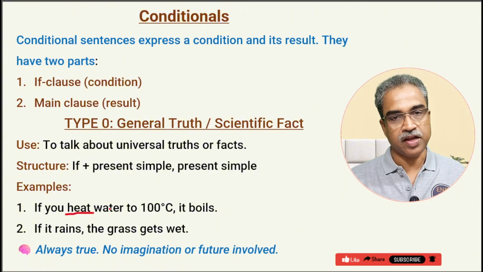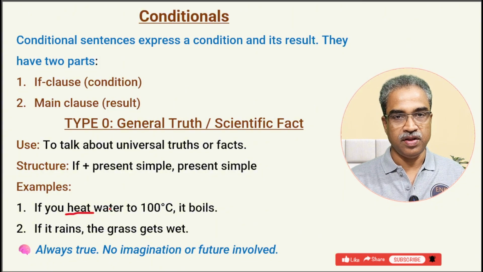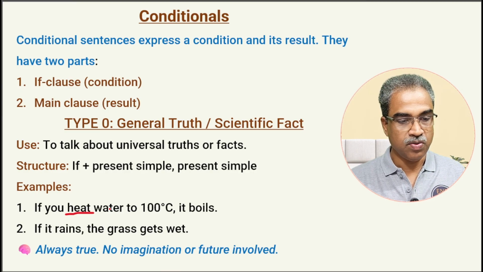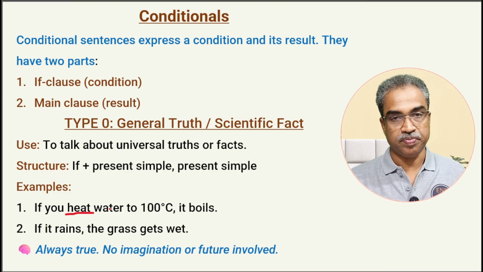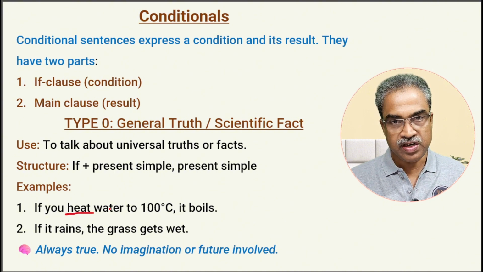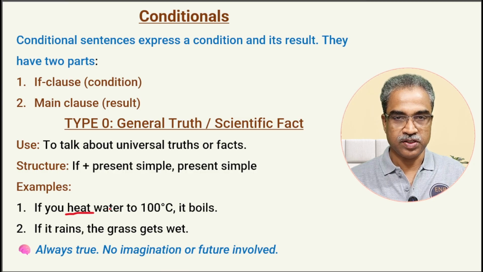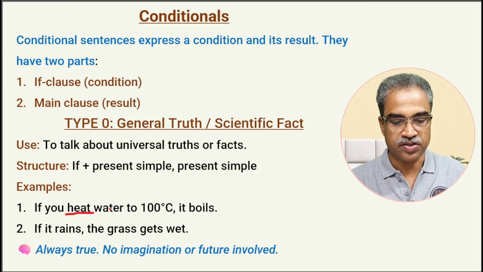If it rains, naturally the grass will get wet. To express such things, we use zero conditional. Now what's given there? It is always true. The statement we make is going to be the truth. No imagination or future is involved here. Everything in the present is a universally accepted fact that if certain things happen, the result will be certain things. So to express such things, we use zero conditionals. I'm sure you understood this.